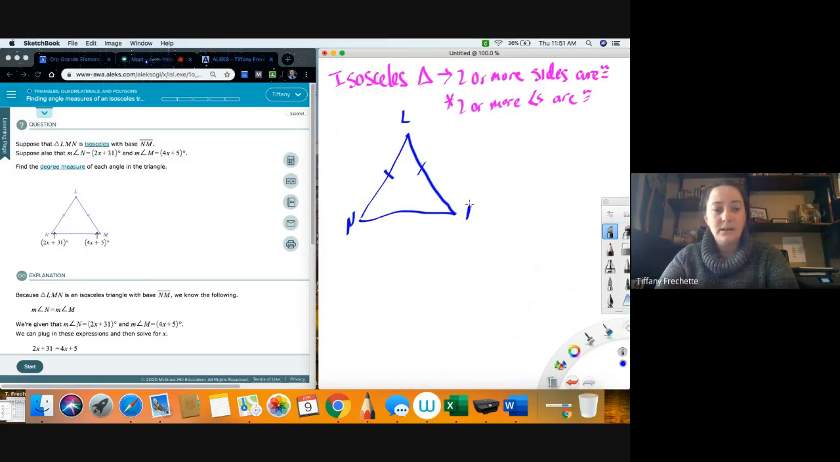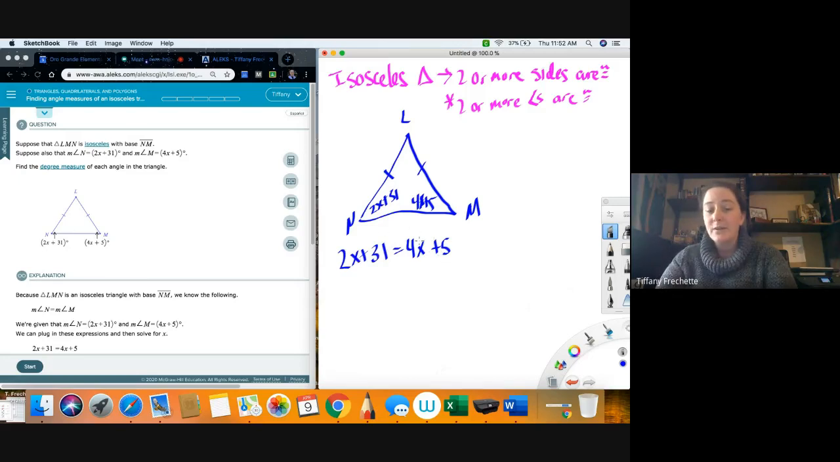So L, N, M. And then this one is 2x plus 31, and this one is 4x plus 5. And I just threw it in the triangle here. Sorry, this is an x that looks like two plus signs. So right away, I can go opposite, and I know that these two angles have to be equal to each other. So I can immediately start setting 2x plus 31 equal to 4x plus 5, because I know those are my base angles. They have to be equal to each other.